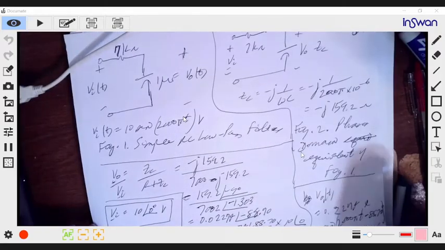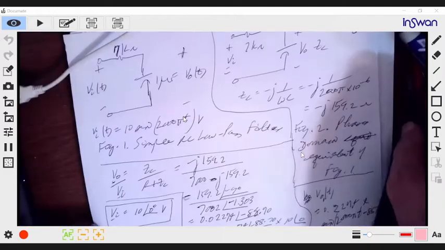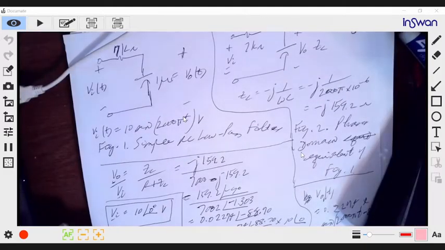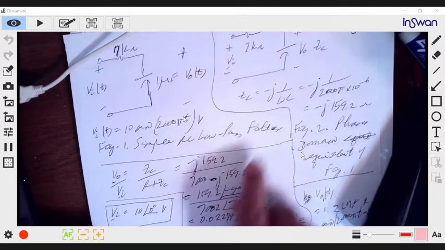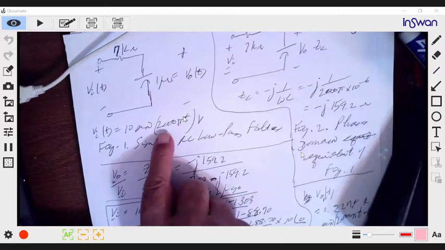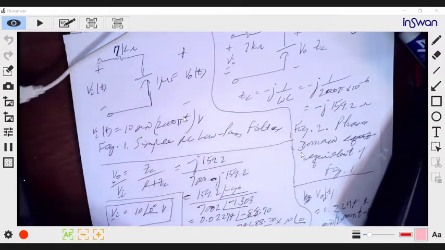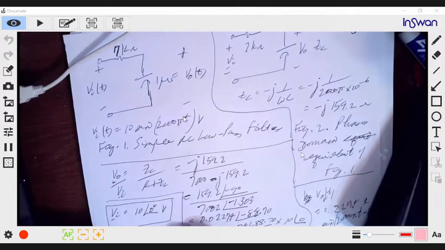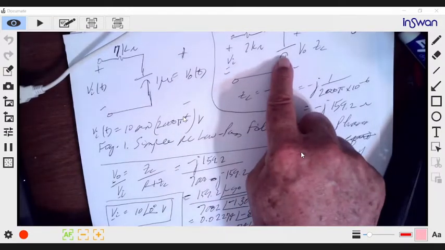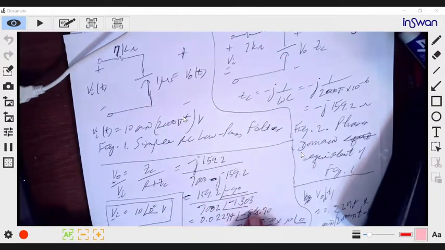How do we find the impedance of the capacitor? The impedance of the capacitor is negative J, 1 over omega C. What is omega? Omega is the angular frequency of the applied voltage, 2000 pi. The capacitor is 10 to the minus 6. And so the impedance of the capacitor becomes negative J, 159.2.